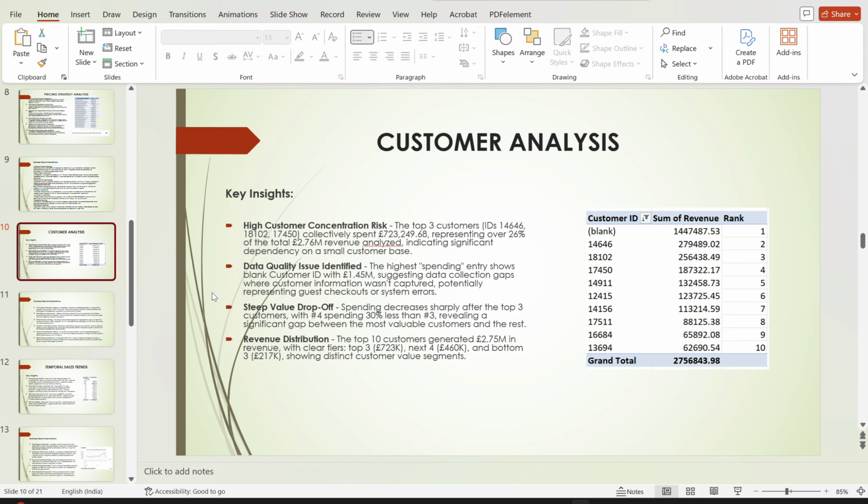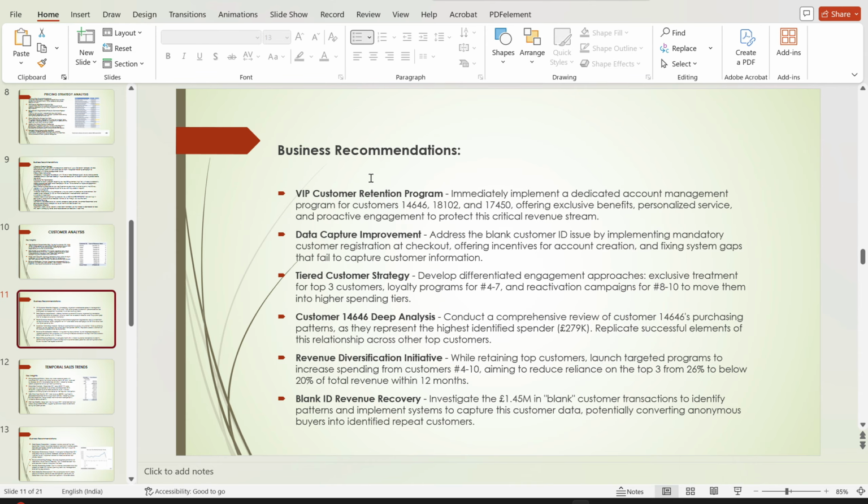So we get business recommendations like a VIP customer retention program. Immediately implement a dedicated account management program for the top three customers, offering exclusive benefits, personalized service, and proactive engagement to protect this critical revenue stream. And data capture improvement, tiered customer strategy, revenue diversification initiative, and blank ID revenue recovery.